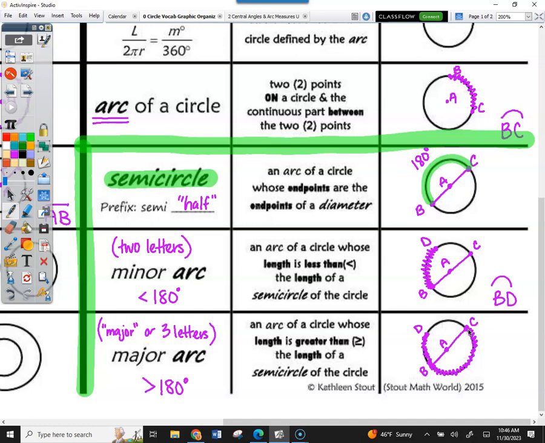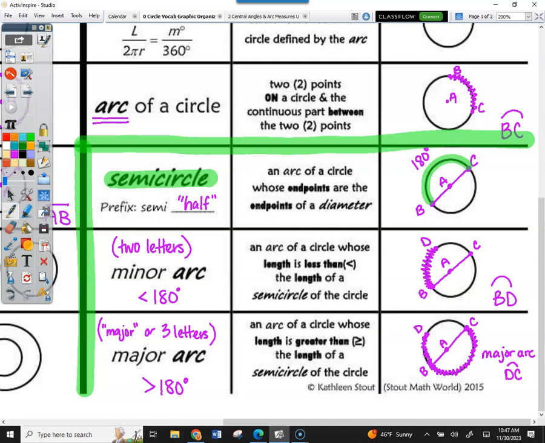It could be called major arc. Now you have to use the endpoints, DC, or major arcs can also be named with 3 letters, and the letter in the middle would be the one you passed through. So order matters here. You do start with the letter that you start the arc at, and then you include one that you pass through, and then you end at.